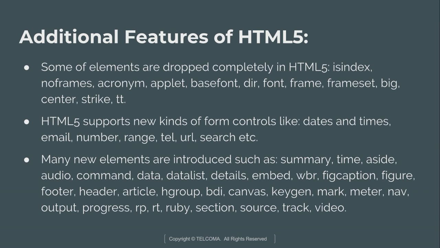Next are the additional features of HTML5. Some of the elements are dropped from the HTML5 version. These dropped elements are like isindex, applet, basefont, frame. These are a few of the elements. Next, HTML5 supports new kinds of form controls like date and time, email, range, search, etc. And many new elements are also introduced in HTML5, such as details, time, summary, figure, footer, header, ruby, etc. So these are the additional features that are added to HTML5.